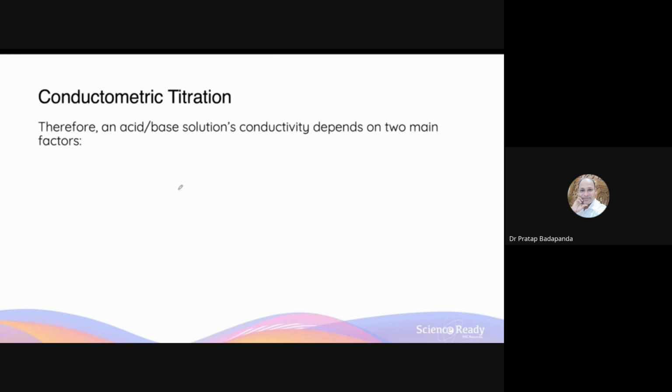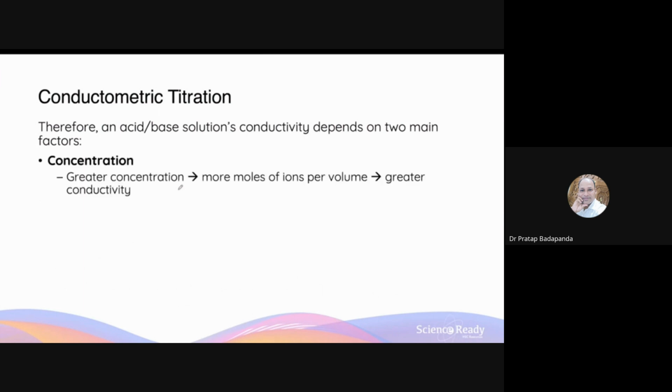Therefore, when you think about an acid-base solution and its conductivity, there are really two main factors that will determine how conductive the solution will be. The first factor is concentration. A greater concentration of an acid or base solution means that there will be more moles of ions present in that solution, and that gives you a greater conductivity.